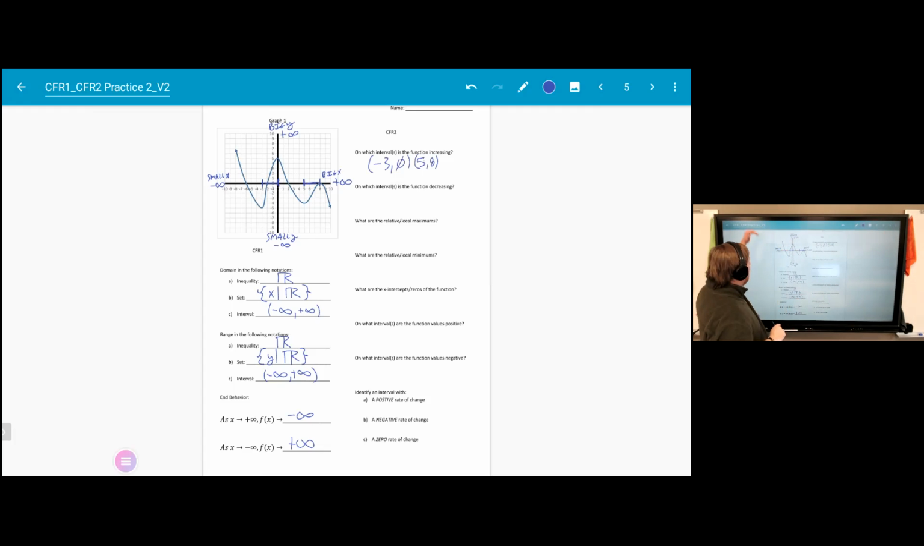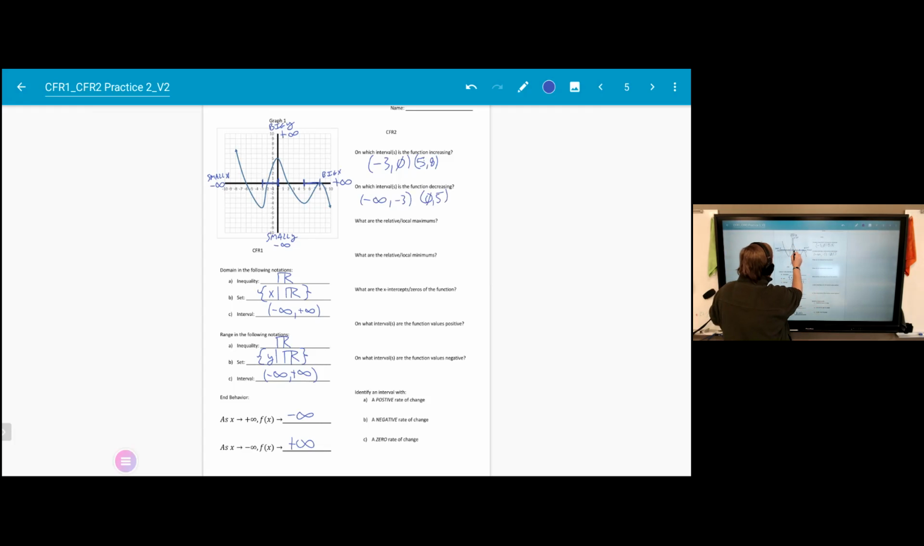Where's it decreasing? Where's it going down? Well, from -infinity until that -3, it's going down. It's going down for real. And then we've got from 0 to 5, it's also going down. Because remember, we're reporting the x. We're reporting the x intervals.